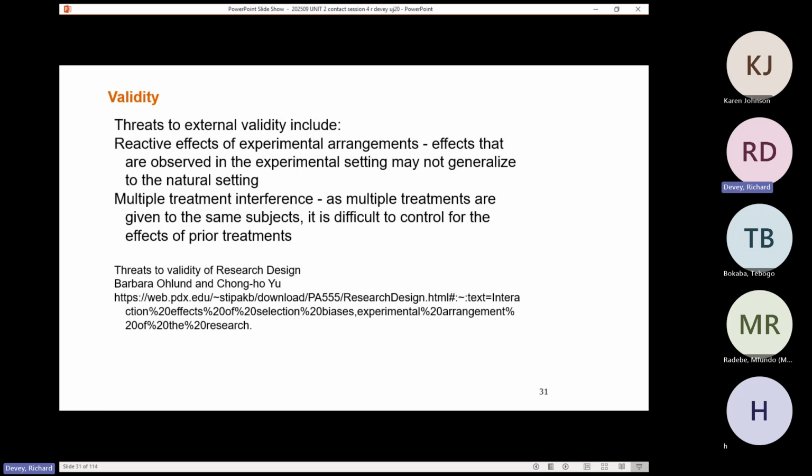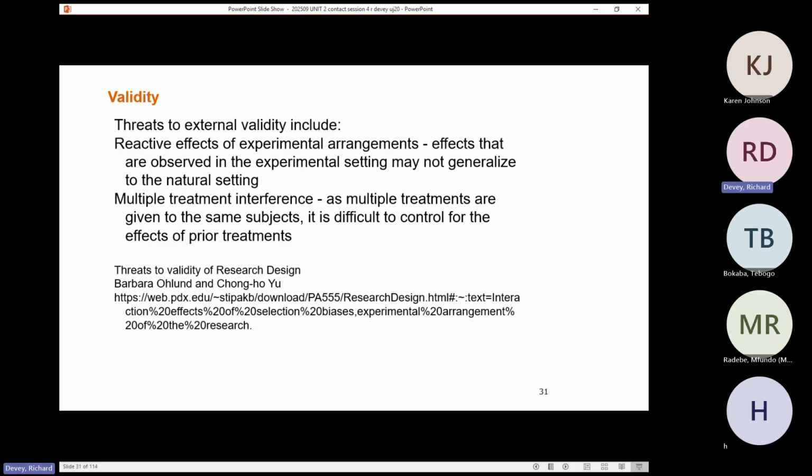And then there might be multiple treatment interference. So if multiple treatments are given to the same subjects, it's difficult to control for the effects of prior treatment. So that's just saying that a good design would be to deal with one treatment at a time and not have too many things going on. But sometimes if you're dealing with patients with complex health problems, you might have to apply multiple treatments, for example, and then it might be difficult to identify which treatment is actually causing which effect.